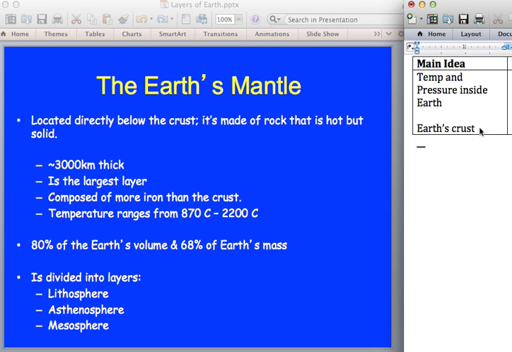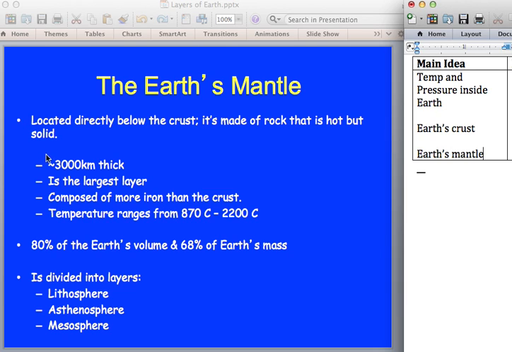Alright, so continuing down, we've left the Earth's crust behind, and now we get to the Earth's mantle. Alright, this is the largest layer of the Earth. It's directly below the crust. It's made of rock, and this rock is really hot, but it's still considered to be a solid. However, since it's so hot, it can actually move very slowly. So think of it as like cold peanut butter, right? It's a solid, but it can move very slowly.